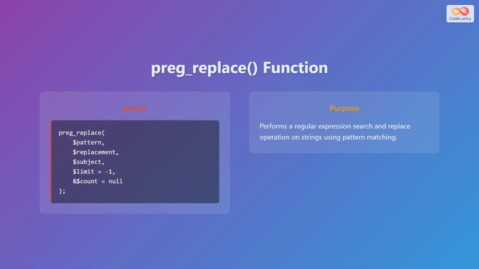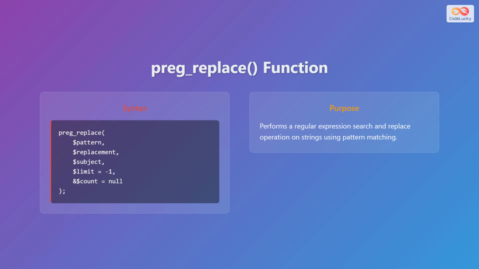Next, let's explore the preg_replace function. This function performs a regular expression search and replace, allowing you to replace parts of a string that match a pattern with a replacement string. Here's the syntax. Preg_replace takes 5 parameters. The first is $pattern, which is the regular expression pattern to search for.